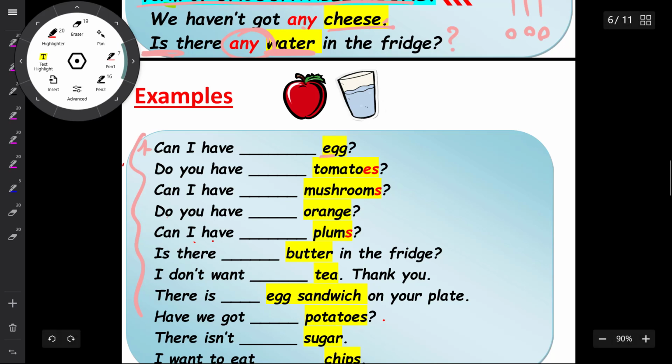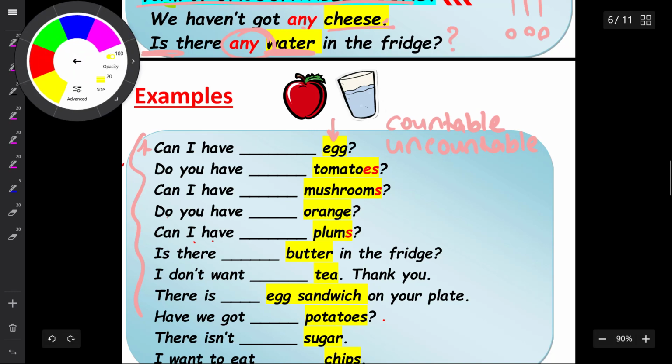Now I will show you how I do it, okay? We did this in our last lesson too. First of all, I have to check, is this noun countable or uncountable? Let's decide. Egg, we can count the egg. So I decide it is countable.